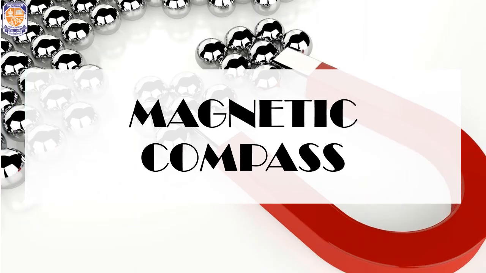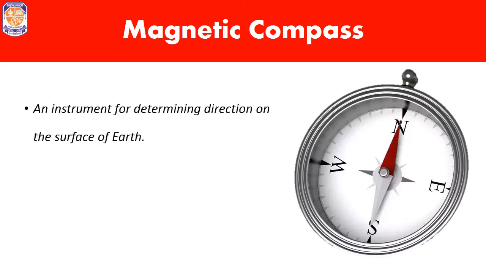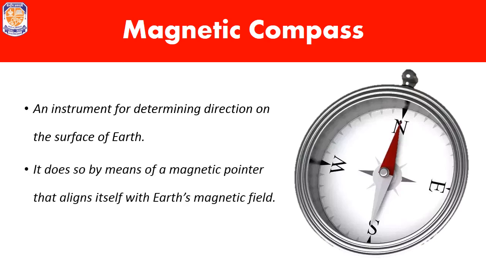Now coming on to the last topic, that is the magnetic compass. What is a magnetic compass? A magnetic compass is an instrument which is used for determining the direction on the surface of the earth. It does so by means of a magnetic pointer that aligns itself with Earth's magnetic field. And what is this magnetic pointer? This is a magnetic needle.